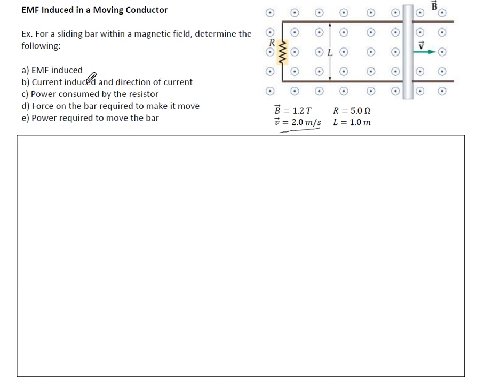What's the current and direction of the current? What's the power? What's the force in the bar? And what's the power required to move the bar? So let's start with A. It says, what is the EMF produced?